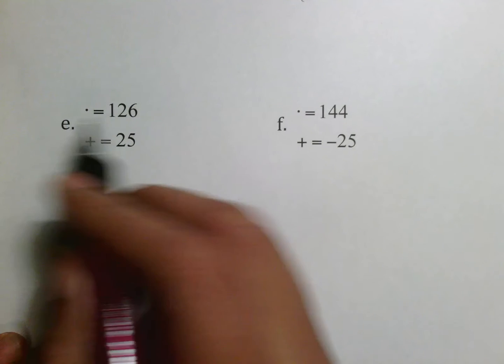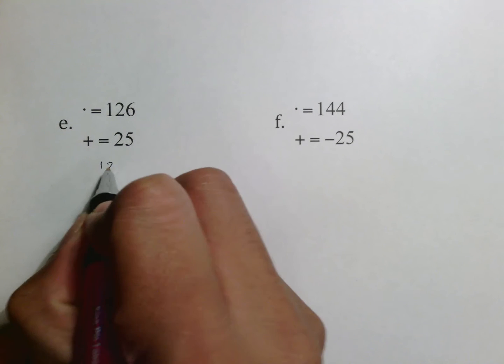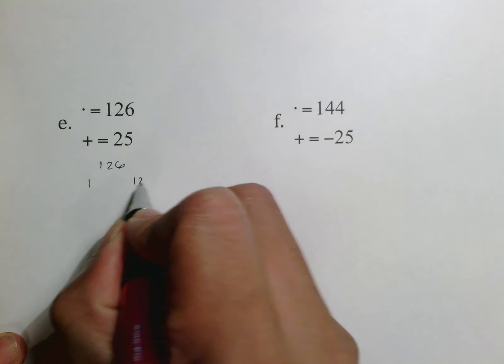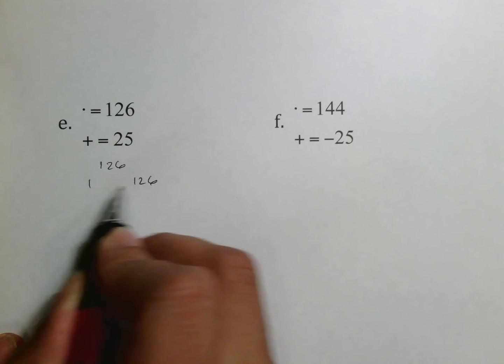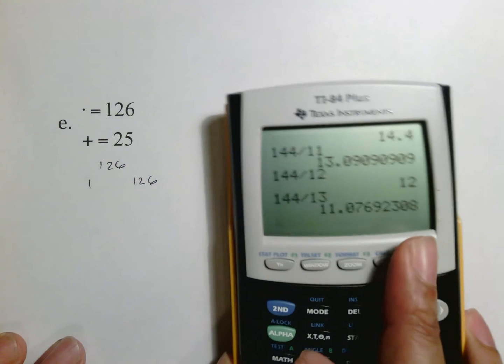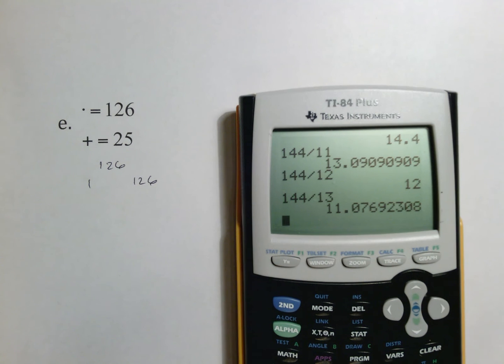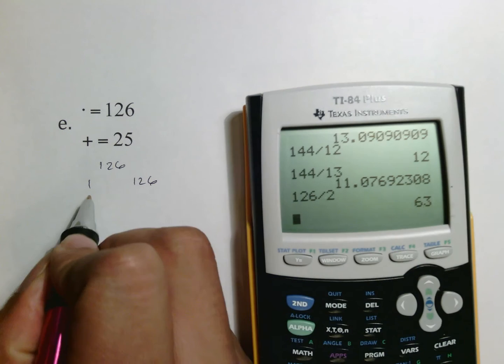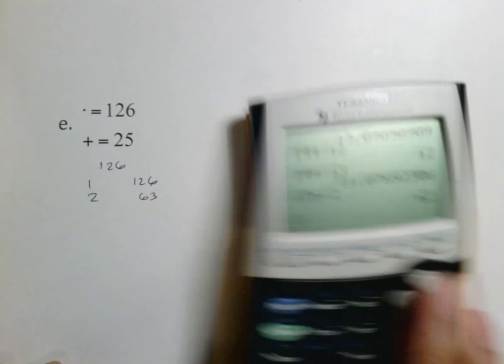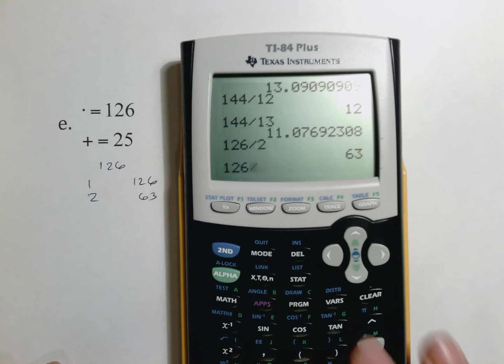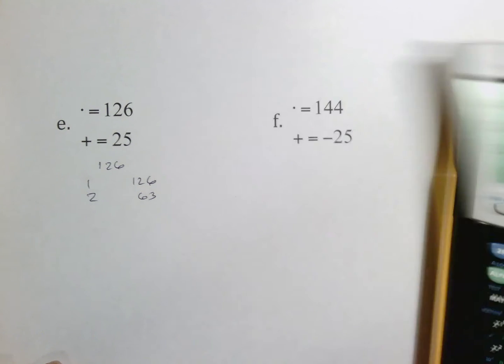E, multiplies to make 126, add to make 25. Again, start with 126, which is 1 and 126. The reason we do that is because sometimes I see people who work for a long period of time, and the answer is 1 times whatever it is, so we want to list that. 126 divided by 2 should go because it's even, so it's 2 and 63. 126 divided by 3, yep, 3 and 42.